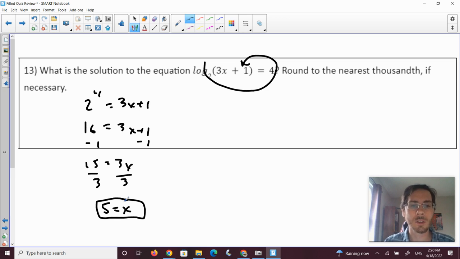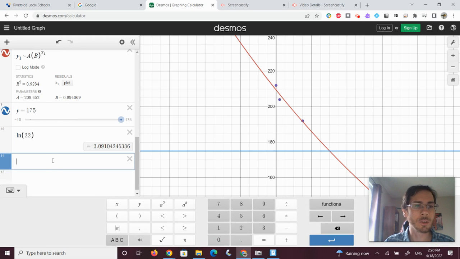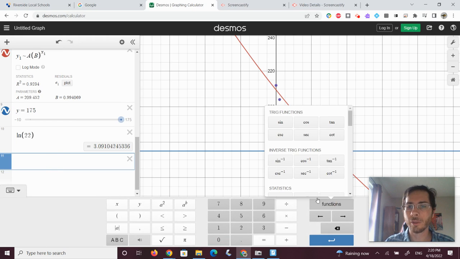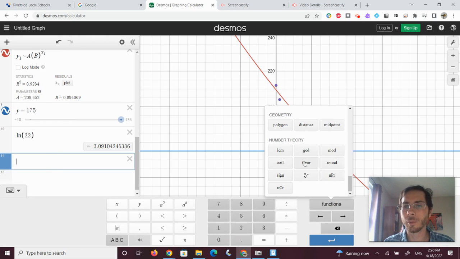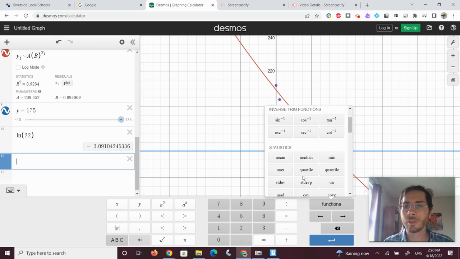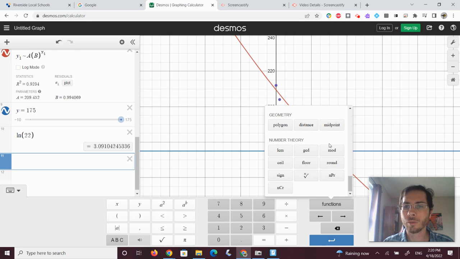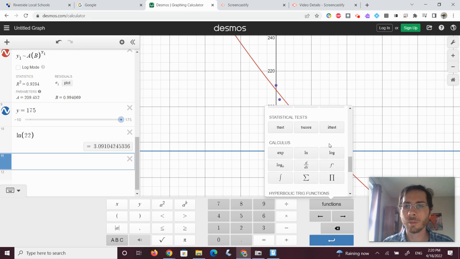Let's double check it. Let's make sure it's good. So it's log base 2. I could type it, but I'm going to bring up the log base because most people will probably come all the way down here looking for the log. Where's our log base? Log base, log base, log base. It's in the calculus section.